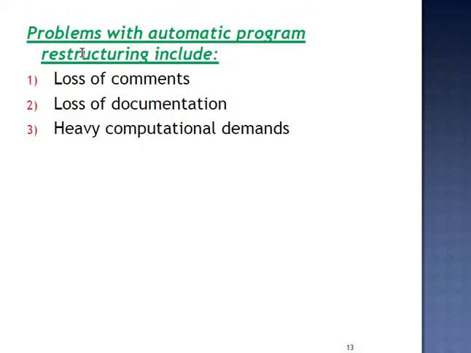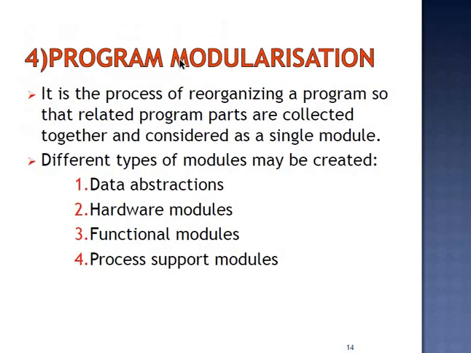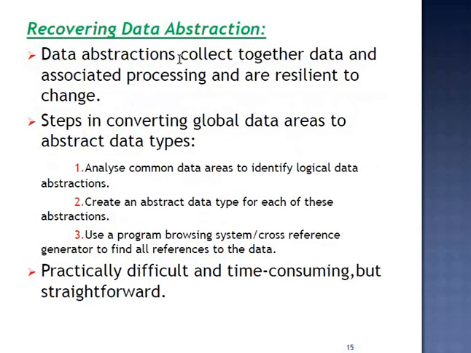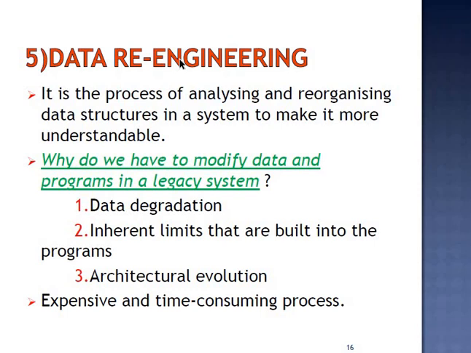Okay, so let's move ahead. Finally, the problems with automatic program restructuring include the loss of comments, loss of documentation, and heavy computational demands. The fourth one is program modularization. It is the process of reorganizing a program so that related program parts are collected together and considered as a single module. Different types of modules may be created: data abstraction, hardware modules, function modules, and process support modules, right? Recovering the data abstraction.